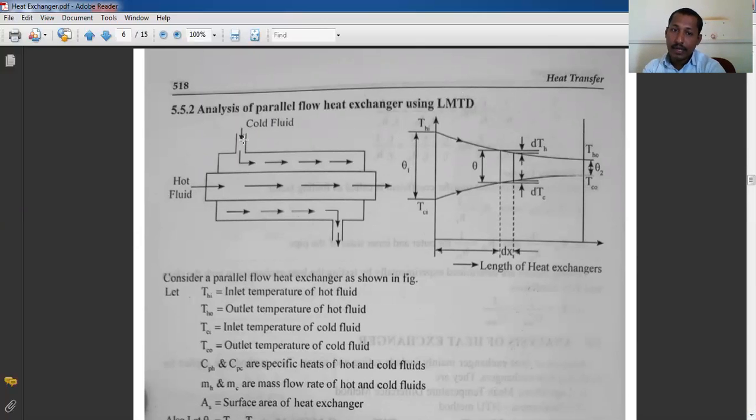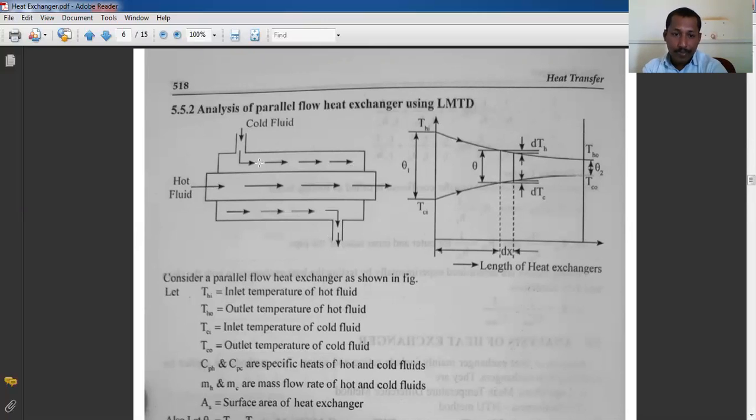So see here, there is a cold fluid that is entering towards this side. Again, there is a hot fluid. Both are moving in the same direction. The hot fluid continuously flows in the middle pipe. The cold fluid flows around this surface. When it is moving around the surface of the hot fluid, it will absorb the heat from the hot fluid. Then the temperature of the cold fluid also increases.